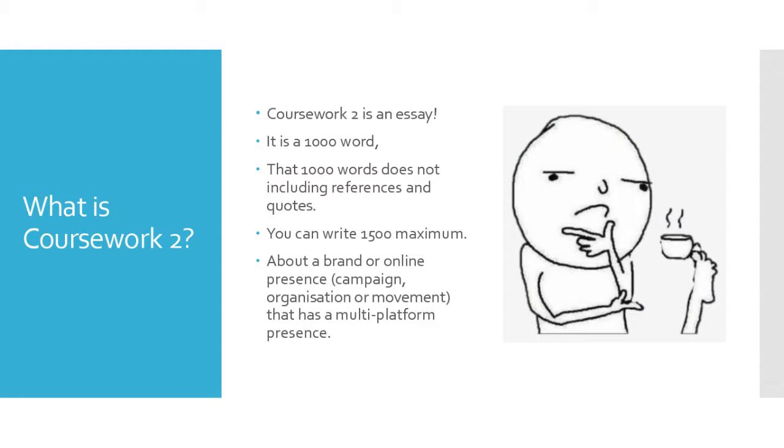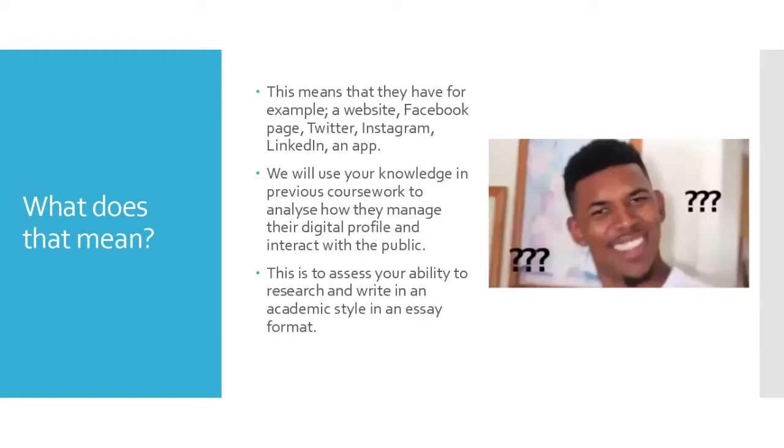It is about a brand or online presence, so a campaign, an organization, a movement, and that has a multi-platform presence. What does that mean? So this means that they have, for example, a website, a Facebook page, maybe a Twitter, maybe an Instagram, a LinkedIn, a TikTok, an app. They could also have a Reddit account. They could have a Pinterest. That's for you to find out.